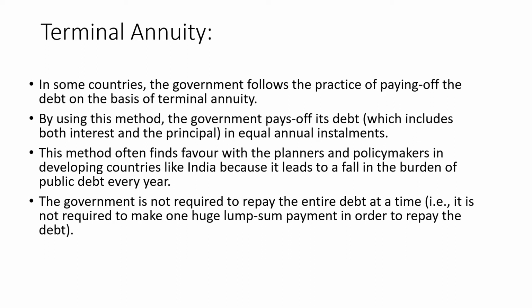We know that if you go to the insurance market and buy some insurance, you will be made to pay a premium, right? And if you go to the bank to take loans, you will be forced to pay interest, right? If you are buying a vehicle out of a loan, you will be paying some kind of interest or installments. If you are buying any product from the market on EMI, you will be paying the amount in installments, right? So the same thing happens in the case of terminal annuity. If the government is using terminal annuity, then the government pays off its debt in equal annual installments.